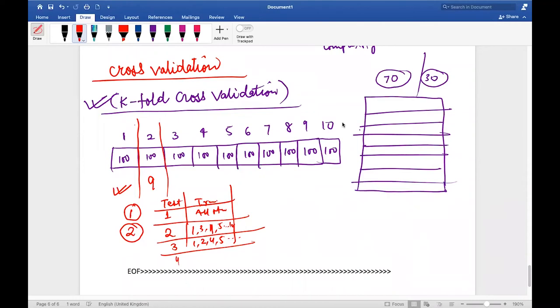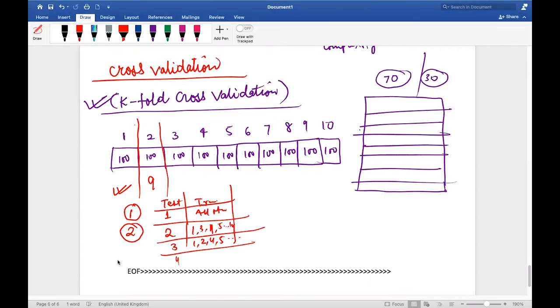Again, I'm doing this repeatedly. So in a way, the error estimation is averaged out. How is it going to help us? It is going to prevent us from overfitting. It is not letting my model memorize anything. Why? Because I'm constantly changing, my training is also changing.